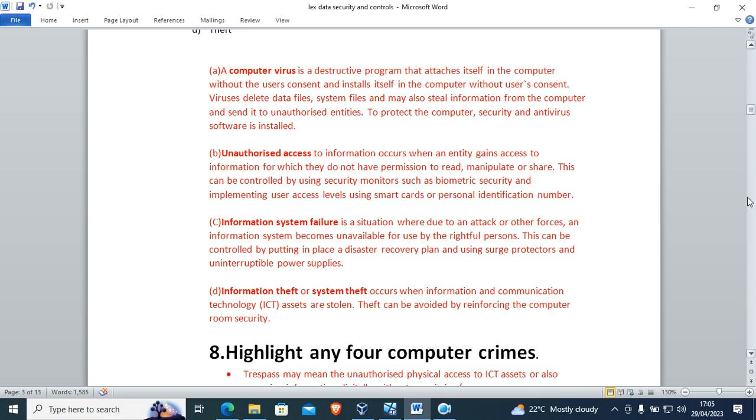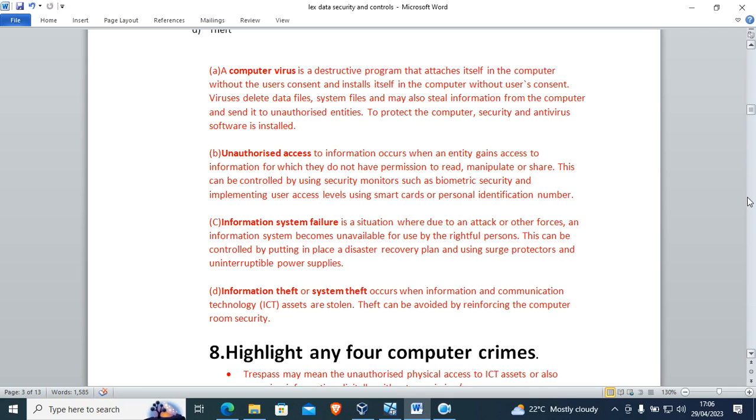Then we have information system failure. This is a situation where, due to an attack or other forces, an information system becomes unavailable for use by rightful persons. This can be controlled by putting in place a disaster recovery plan, something like a backup, installing uninterruptible power supply units, or even storing or saving your files on the cloud, something like Google Drive, something like Dropbox.